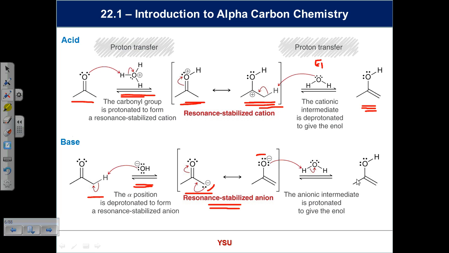And to get to the enol, to finish this off, I simply have to do a proton transfer to the oxygen, and that gives me the enol. So those two mechanisms, I would hope at this stage, don't require much thought. They don't require much studying because they do look an awful lot like things that you've seen.